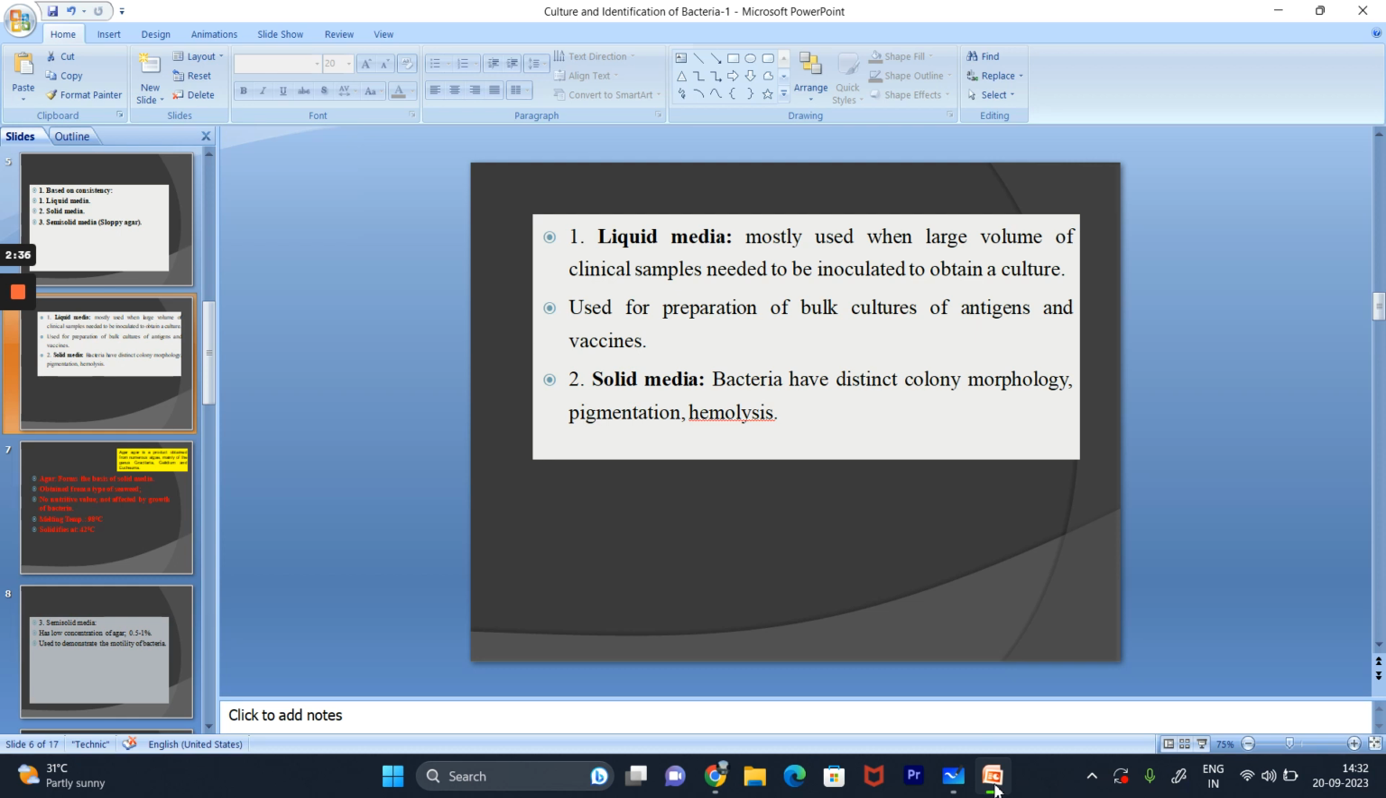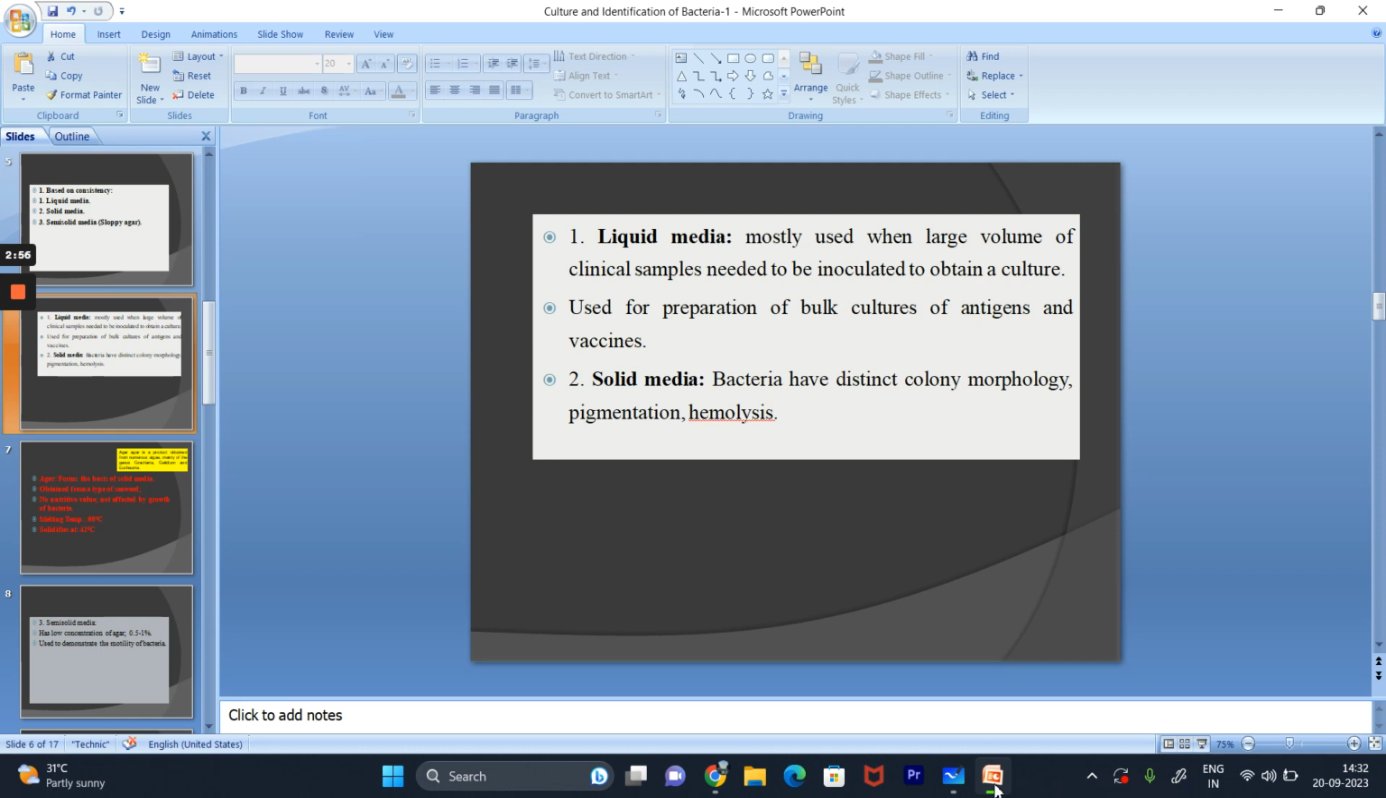First one is liquid media. This media is mostly used when we need a large volume of samples, and they are used for the preparation of bulk cultures like in antigens, in vaccines, and in secondary metabolite production.